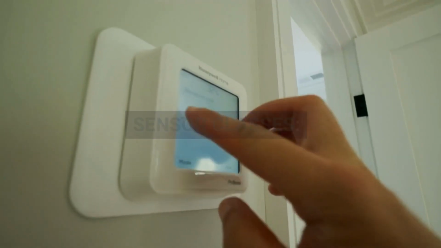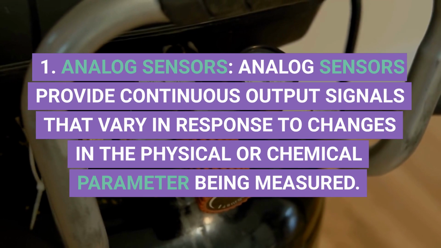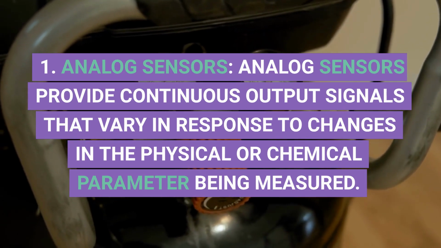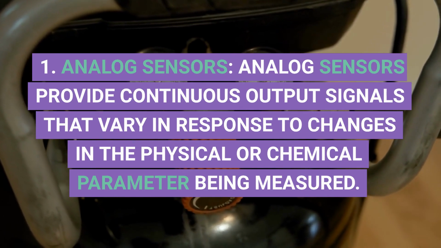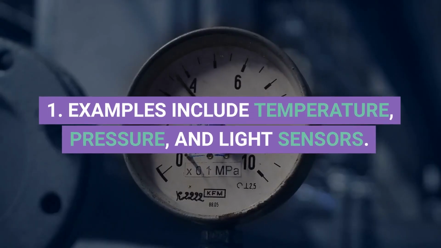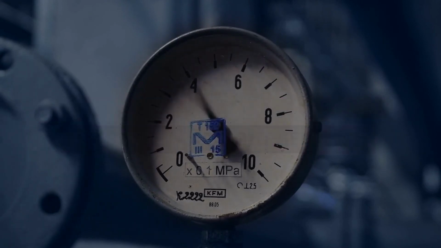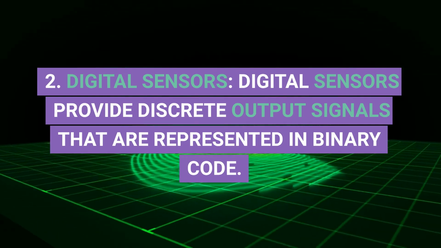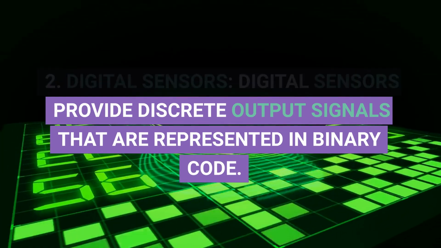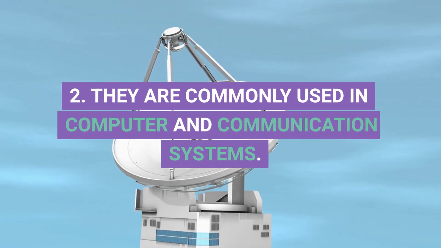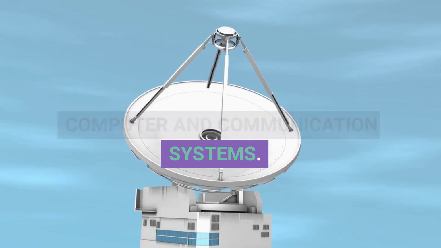Sensor classes. 1. Analog sensors. Analog sensors provide continuous output signals that vary in response to changes in the physical or chemical parameter being measured. Examples include temperature, pressure, and light sensors. 2. Digital sensors. Digital sensors provide discrete output signals that are represented in binary code. They are commonly used in computer and communication systems.